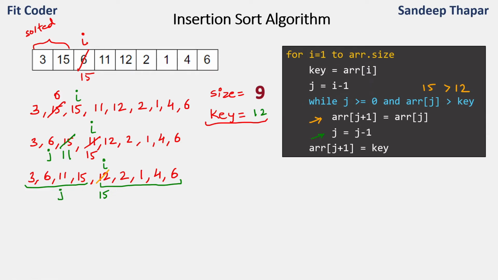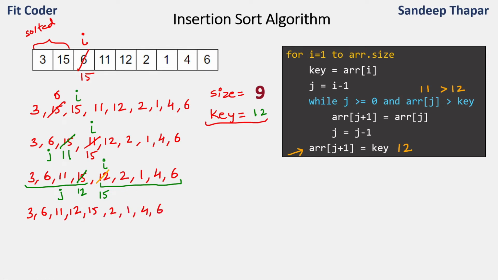In the next iteration, we'll compare array of j which is 11 with the key which is 12. So now this statement is false, so the while loop will terminate, and now we'll set array of j plus 1 equal to key. So this 15 will be replaced by key which is 12. So after this step, the array becomes 3, 6, 11, 12, 15, 2, 1, 4, 6.